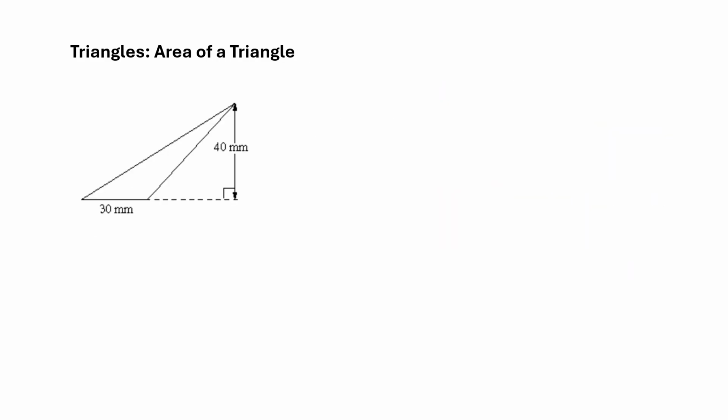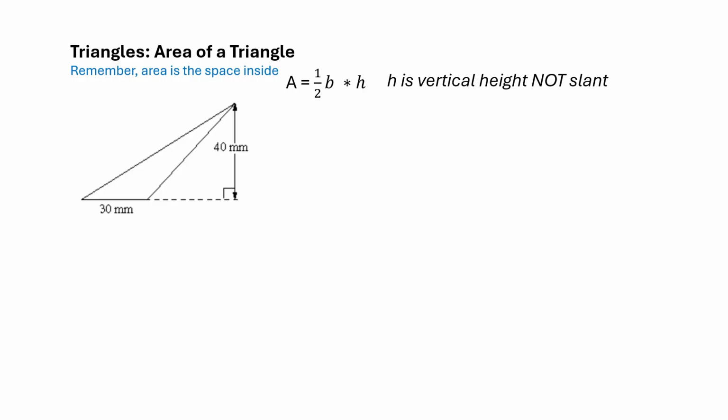In a previous lesson, we reviewed area of a triangle. Do you remember the formula? Do we have enough information to solve this? So remember, area is the space inside. Area is 1/2 base times the height. Remember, height is vertical, not slanted.